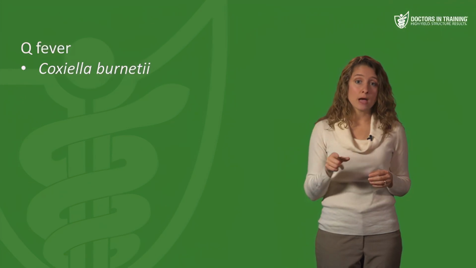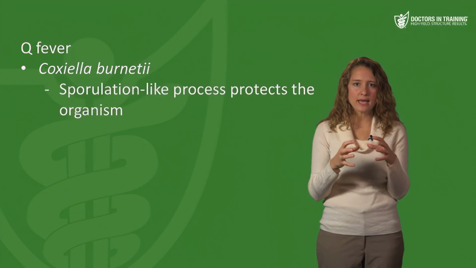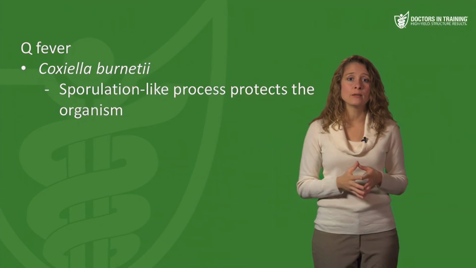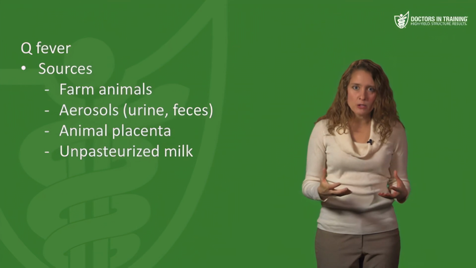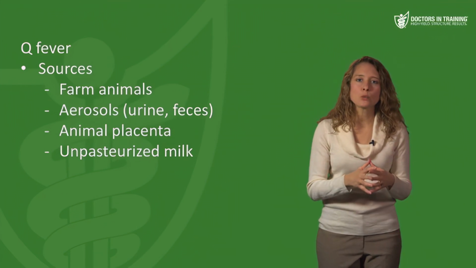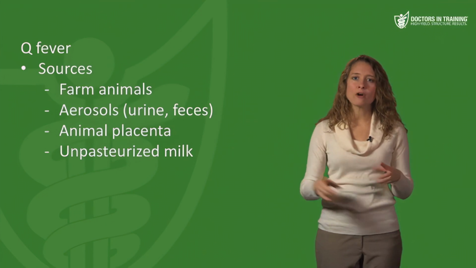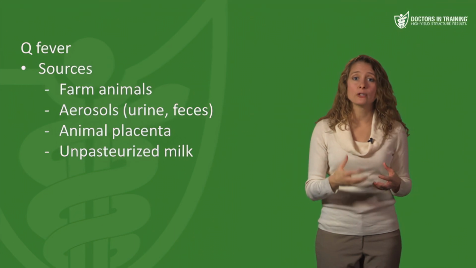One interesting thing about Coxiella burnetii is that it can go through a sporulation-like process that protects the organism and allows it to survive for a long time in the external environment. The primary sources of human Q fever are farm animals like sheep and cattle. It can be spread through aerosols from urine and feces. So working on a farm or even living downwind from a farm is a risk factor for Q fever.